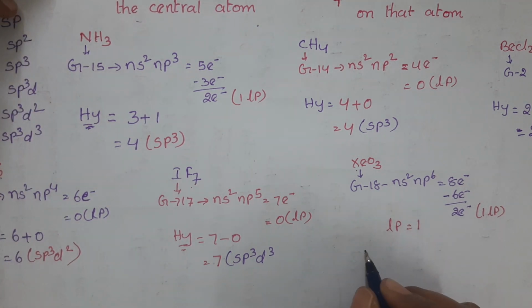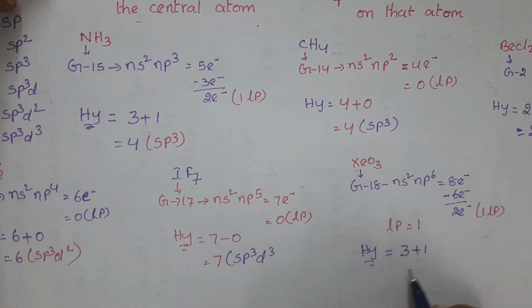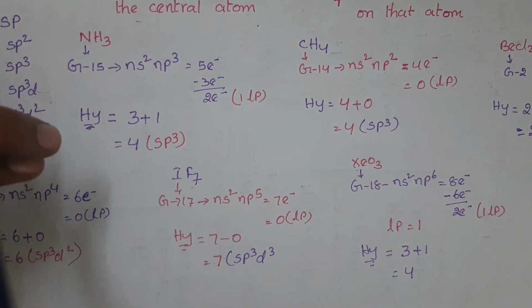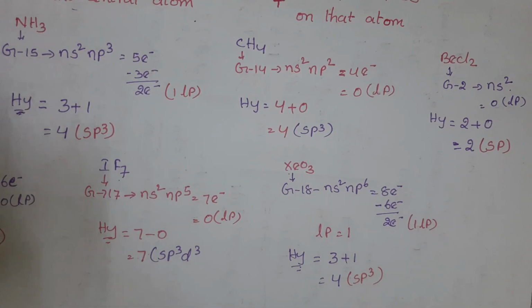Now let us calculate hybridization. The number of atoms attached is 3 and the lone pairs are 1. So it is 4, and 4 is sp3.